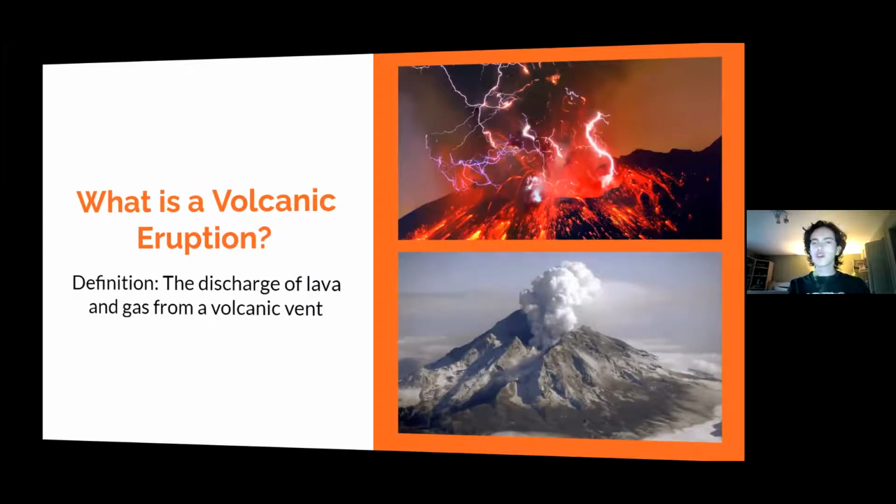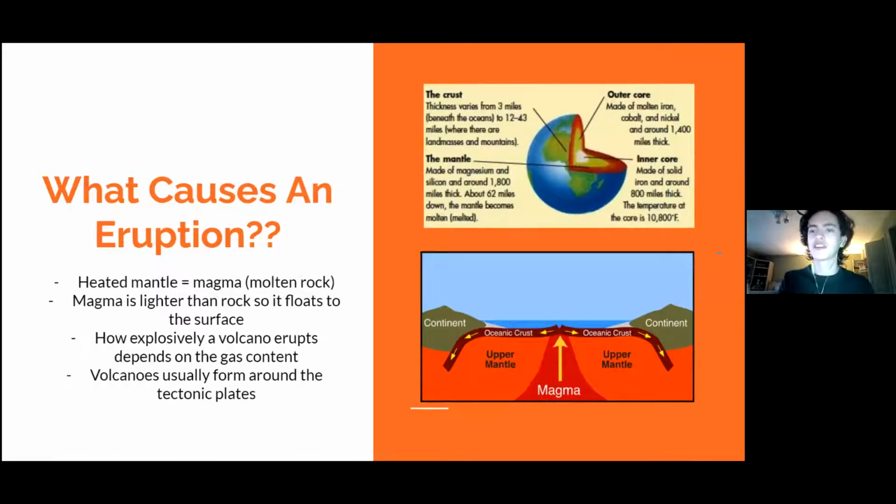Alrighty, so what causes this eruption? Basically it's the heated mantle, as you can see in the right corner right here, the mantle. You don't have to read that kind of stuff, just need to know where the mantle is. So it's heated mantle, which is magma. So it's basically just molten rocks. So how does the magma create volcanoes? Basically when the mantle melts, it turns into magma. And since the magma is lighter or less dense than the rock, it floats to the surface.